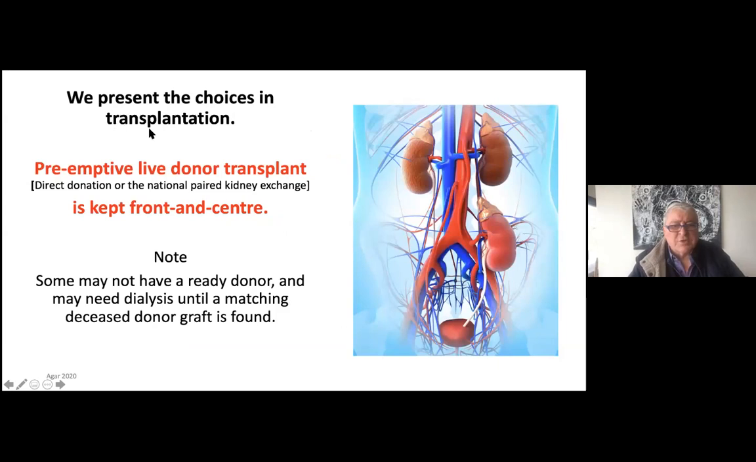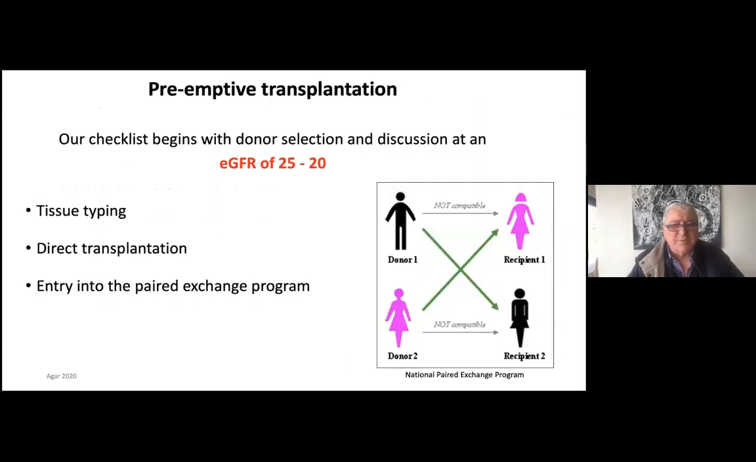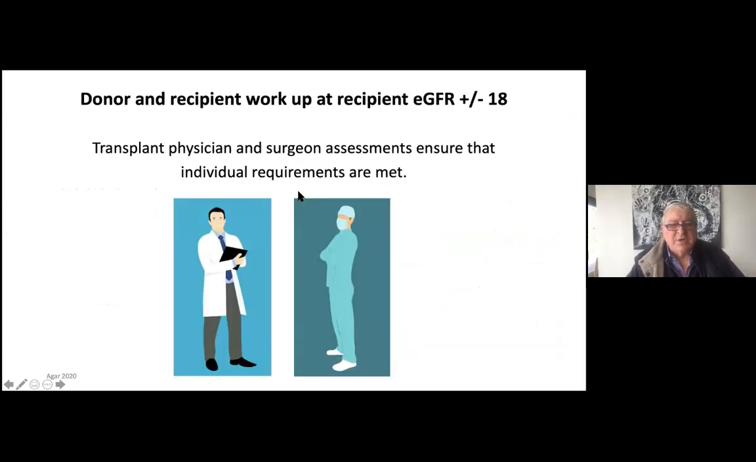We, of course, present the choices of transplantation. We talk about live donors. We talk about paired kidney exchange, all of that sort of stuff. And we have a separate education session for patients who are likely transplant recipients. I'm not going to dwell on this slide in terms of paired kidney exchange, but we talk about this at around eGFRs of 20 to 25. Donor and recipient workups begin when eGFR is around 18.